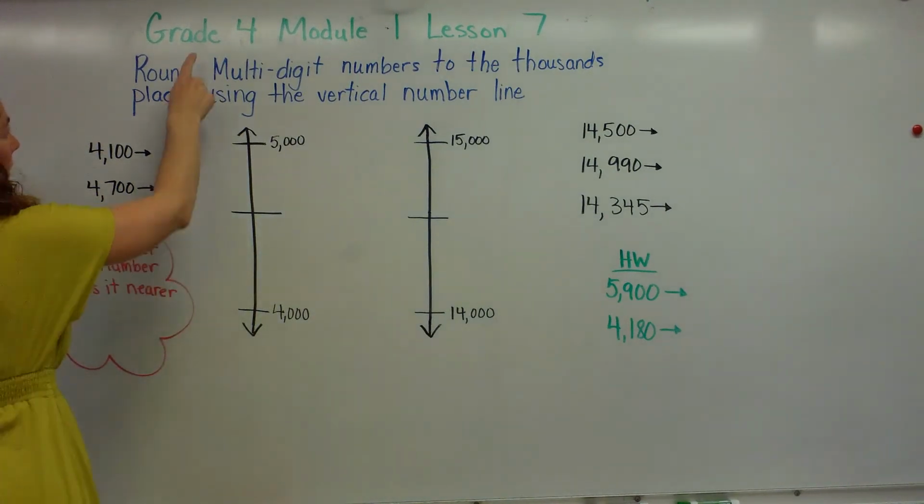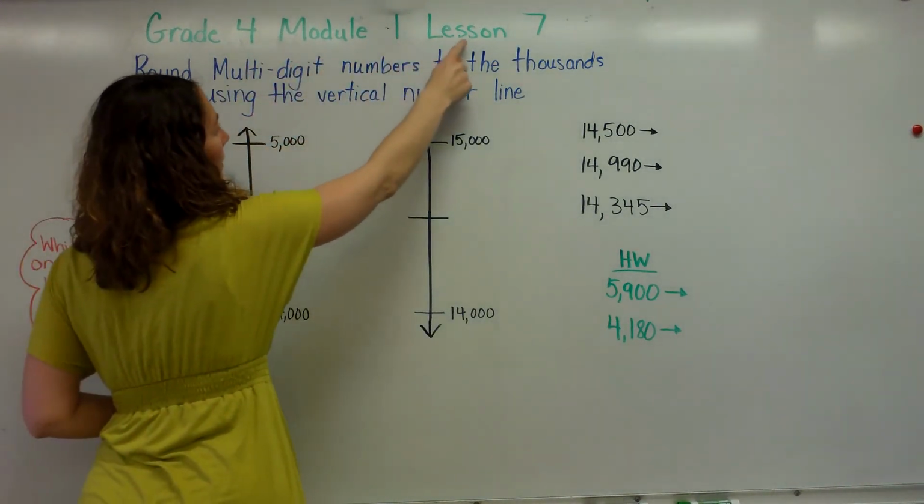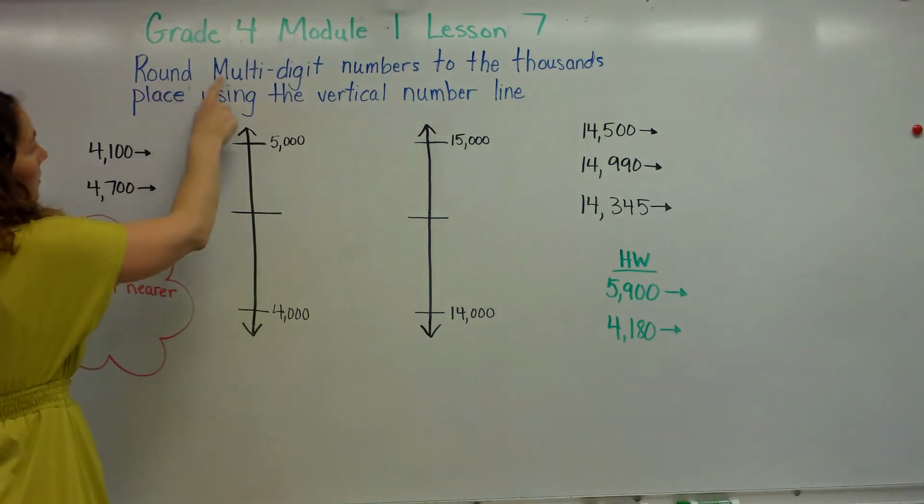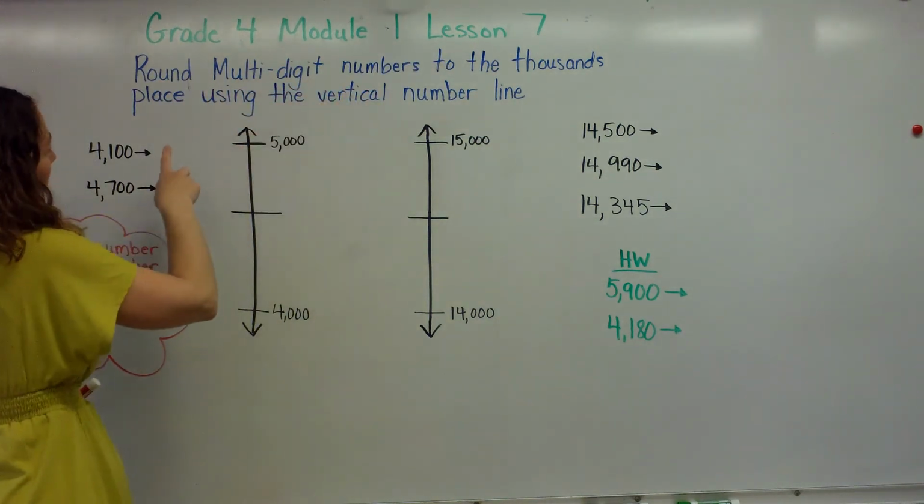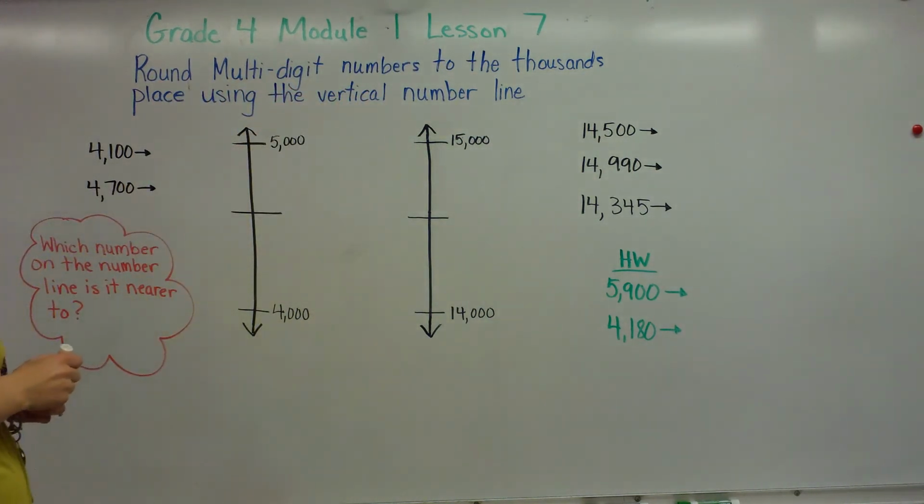Today we're going to look at Grade 4, Module 1, Lesson 7. Round multi-digit numbers to the thousands place using the vertical number line. The first number that we're going to round is 4,100.